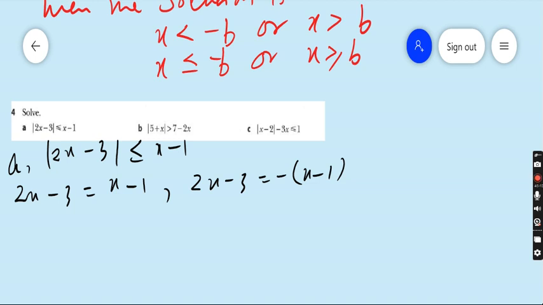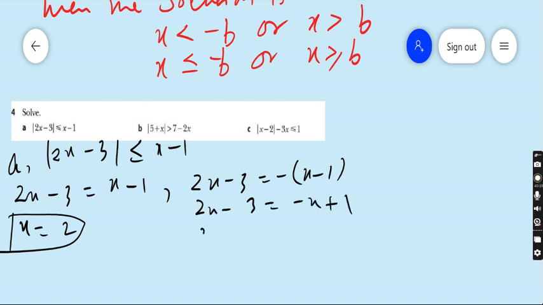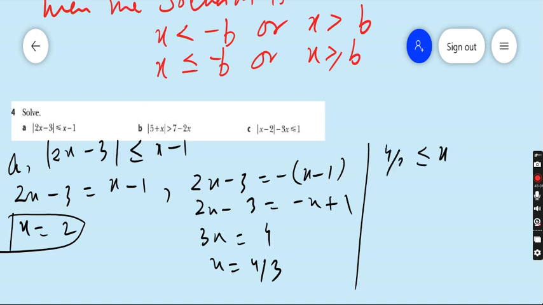So 2x minus x is x, minus 3 plus 1 is 2. So the first value is 2. Then 2x minus 3 is minus x plus 1. 3x is equal to 4, x is equal to 4 upon 3. And because the less than sign is present, our answer is x is greater than or equal to 4 upon 3 and less than or equal to 2. This is our final answer.